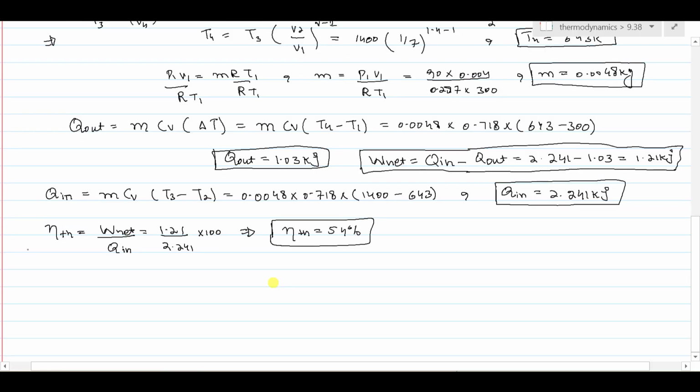The final requirement of this problem statement is to find the mean effective pressure. You know that mean effective pressure multiplied by the change in volume is equal to the net work output. Now the change in volume needs the V1 and V2 values, and the value of V1 is already given. It is 0.004 meter cube, and the compression ratio is also given, V1 divided by V2 is 7. Then we can say that V2 is equal to V1 divided by 7. 0.004 divided by 7 gives you the value of V2.